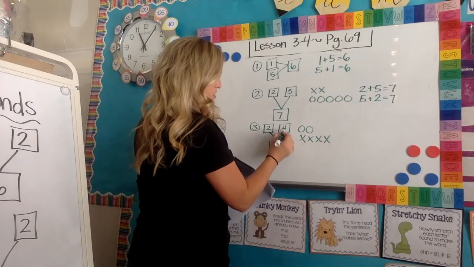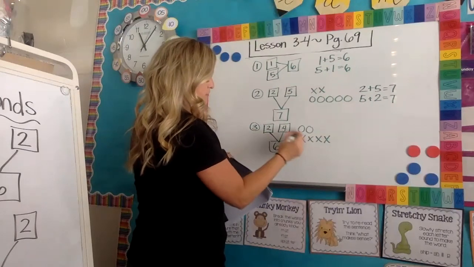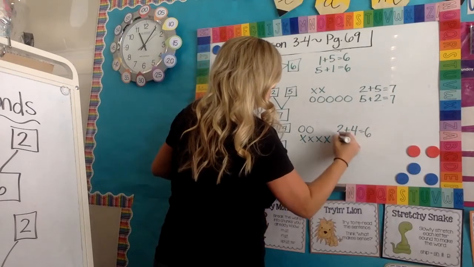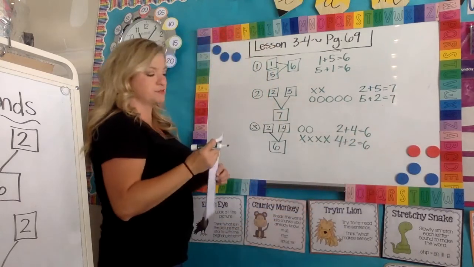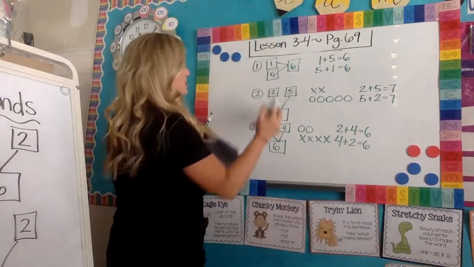4, I don't need to count it. I wrote it here. 4, 5, 6. Yep, that's right. So now I'm going to write 2 plus 4 equals 6. Flip it. 4 plus 2 equals 6. Same players, different parts. All right, let's erase.